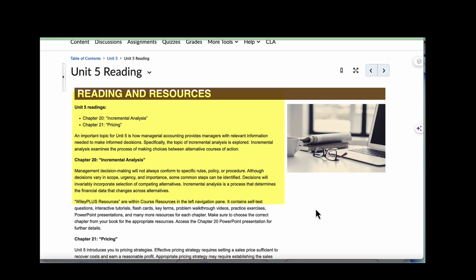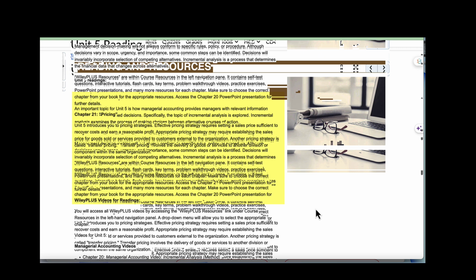So management decision making will not always conform to a specific set of rules, policies, or procedures. Although decisions may vary in scope, urgency, and importance, there are some common steps that can be identified. And decisions will invariably incorporate selections of competing alternatives. So incremental analysis is a process that determines the financial data that changes across alternatives.